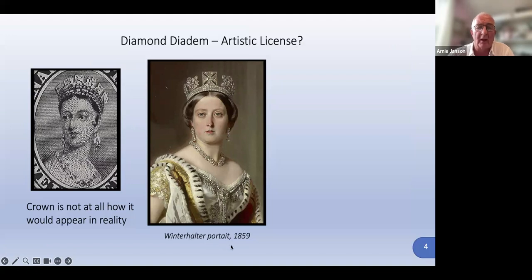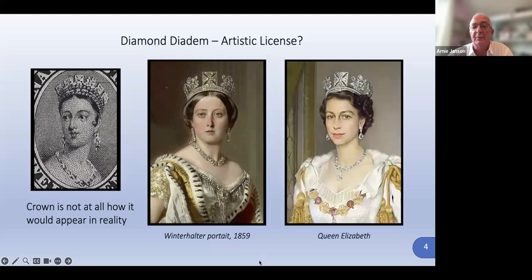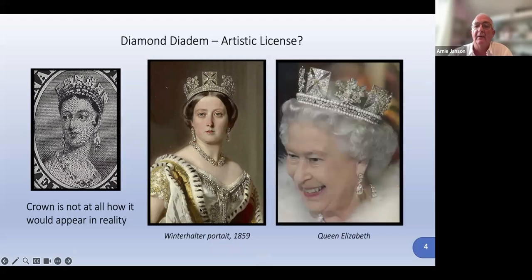And this is the Winterhalter portrait from 1859. And that's what the crown would really look like on someone's head. There's no way you could see 6 of these features on the crown, but I guess the artists wanted it to be more glamorous than it really was. Here's a picture of young Queen Elizabeth wearing that same crown, and an older Queen Elizabeth. So it was a figment of artistic license, for the diamond diadem on Queen Victoria's head.